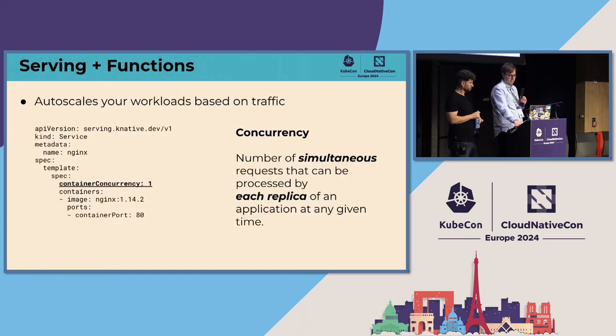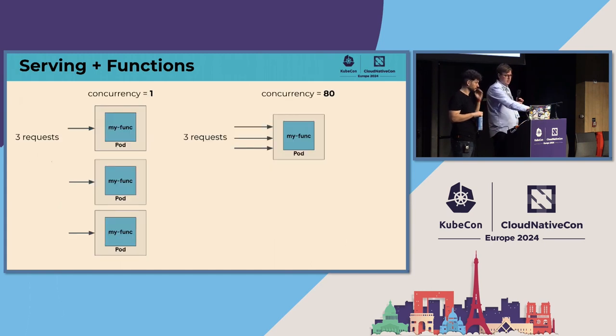One thing about the instance stuff is if you write your functions and you're using global state, you don't want concurrency. So for Knative services, you can set the concurrency to one, and then we limit the number of active requests that container can handle at a time. So what does that mean? When you have concurrency one and I have three requests, I need three pods. If I have concurrency 80, one pod can handle all these three requests.